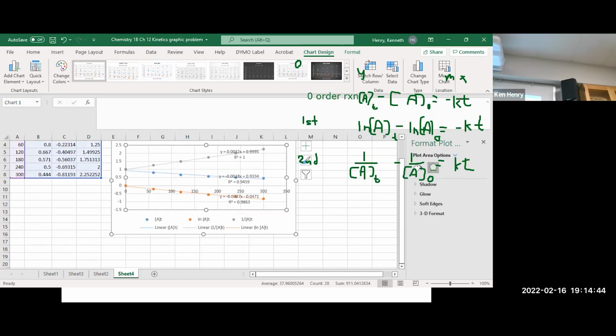Based upon the equations, which one has the best R value? The R squared value. Second order. Okay. So that means our second order is the one that best fits the data. So that's going to be the one that we would go with. Okay, so it will be a second order reaction.